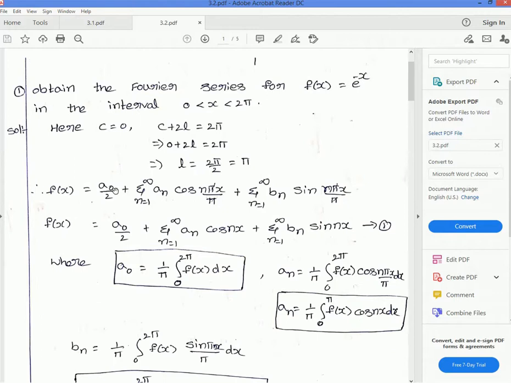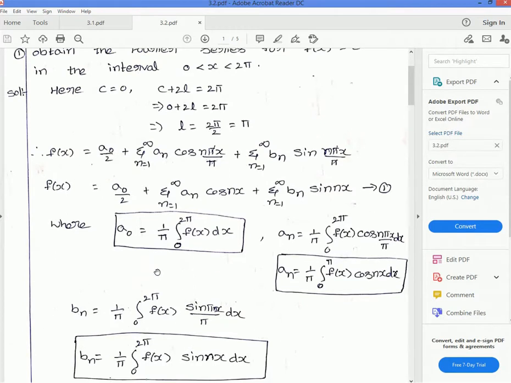So what is the Fourier series for the function f of x? It is a naught by 2 plus sigma n equal to 1 to infinity a n cos n pi x by L plus b n sin n pi x by L. But what is the L value? The L value is pi, so the pi cancels. So we get the Fourier series for the function f of x as a naught by 2 plus sigma n equal to 1 to infinity a n cos n x plus b n sin n x.